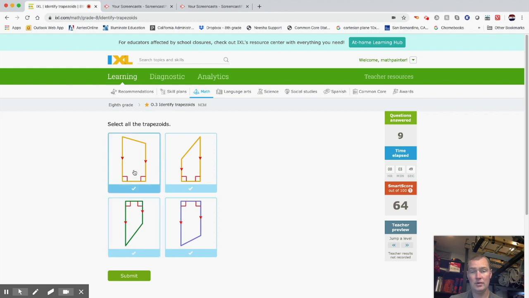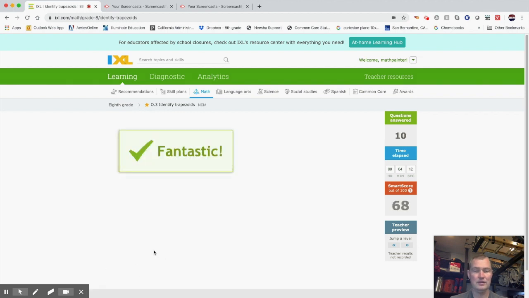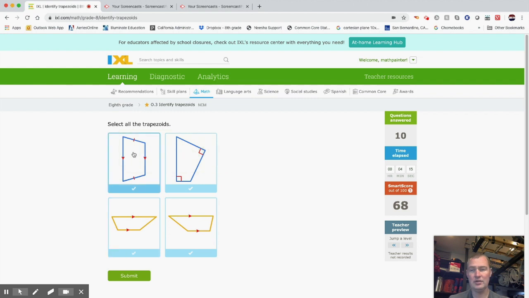1, 2, 3, 4 sides, left and right are parallel. Top right, four sides, left and right are parallel. Bottom left, 1, 2, 3, 4 sides, left and right are parallel. We're going for a home run on this one. Looks like all of them. And 1, 2, 3, 4 sides, and left and right are parallel. So that one works. All right, select all the trapezoids. 1, 2, 3, 4 sides, and left and right are parallel. Beautiful.